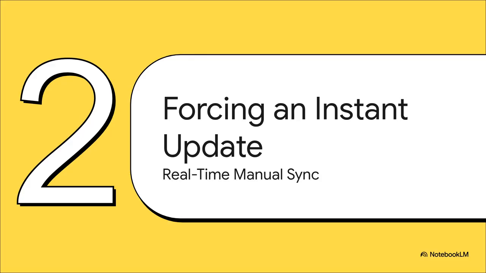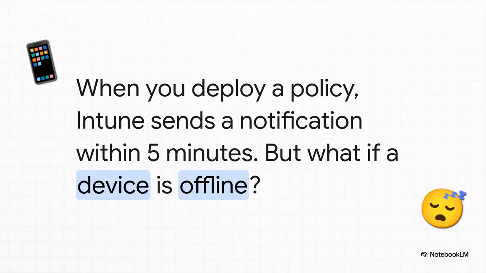All right, so you've built your digital rulebook. Awesome, but what happens when you need to push out a new rule, like right now? I mean, if there's a security issue, waiting around just isn't an option. This is where taking real-time, immediate control becomes absolutely critical. So here's how it's supposed to work. You deploy a policy, and Intune sends out a little notification to the device, telling it to check in. Usually happens within about 5 minutes.